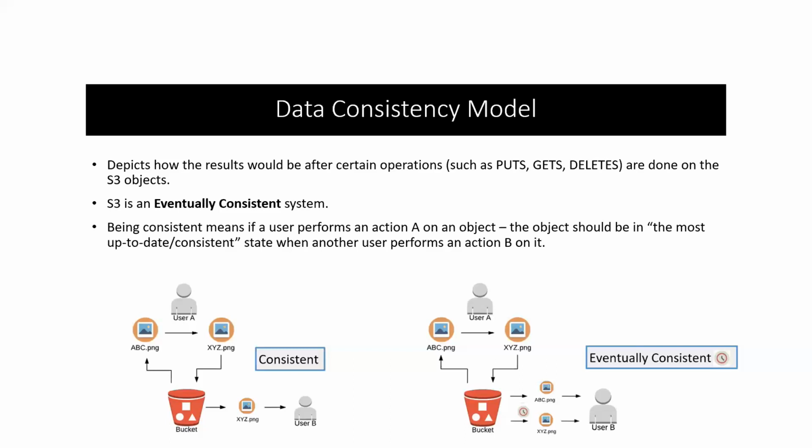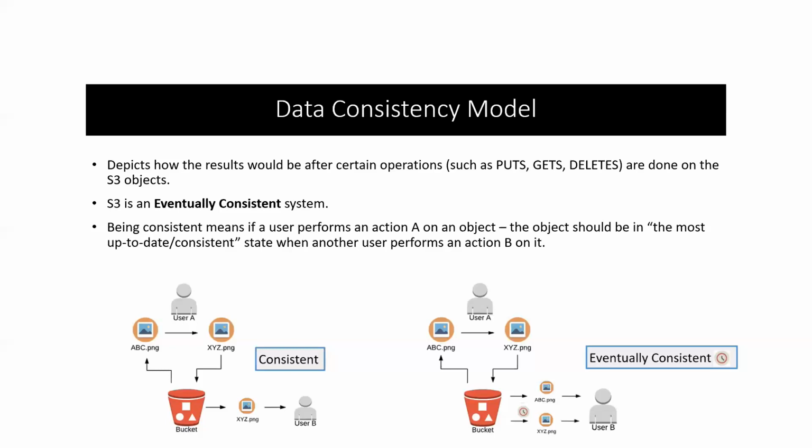Okay, so let's talk about the data consistency model now. Data consistency model is a very, very important part of S3. It basically depicts how the results would look after certain operations, like if you are doing some put, get, or delete operation on the S3 objects, how your data would look afterwards. By default, S3 is an eventually consistent system.